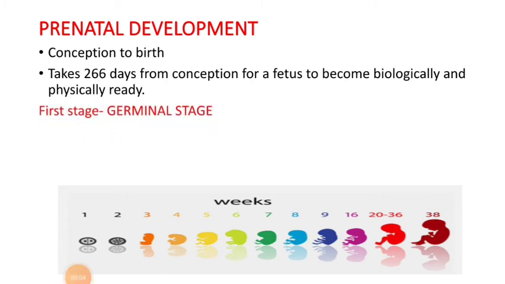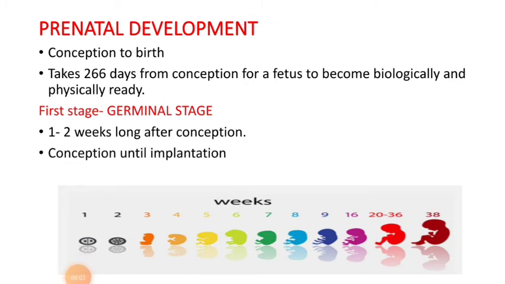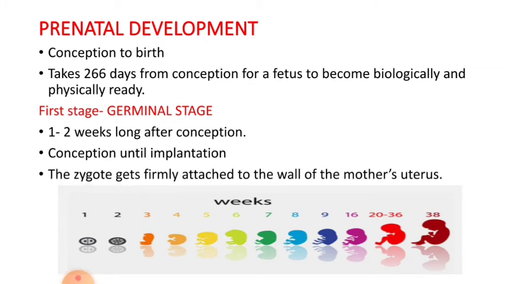The first stage or phase is the germinal stage. This period is approximately 1 to 2 weeks long, or this is the period from conception until implantation. In this period, the zygote is formed and it gets firmly attached to the wall of the mother's uterus.